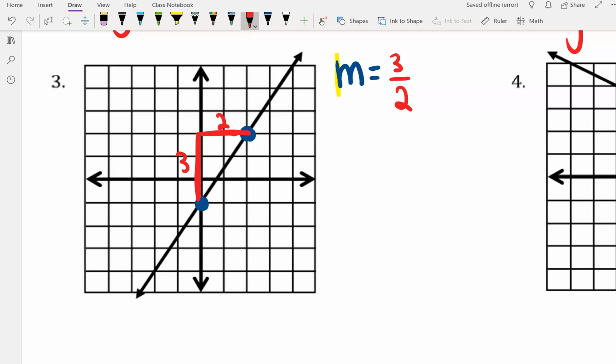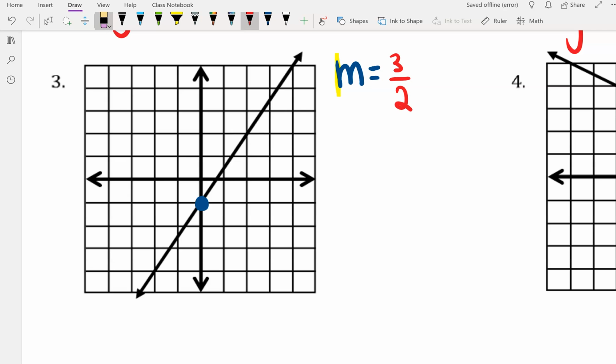I could have picked other points on this line, like maybe this point here and this point here, and I still would have gone up 3 over 2. Anywhere you go, you're going to be going up 3 over 2, or some multiples of those numbers, but then you would have to reduce the fraction. All right, so that's my m. That's how we find slope.